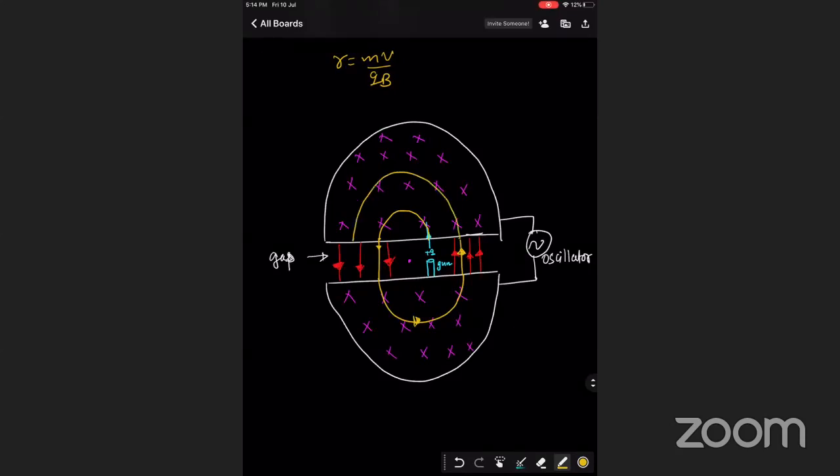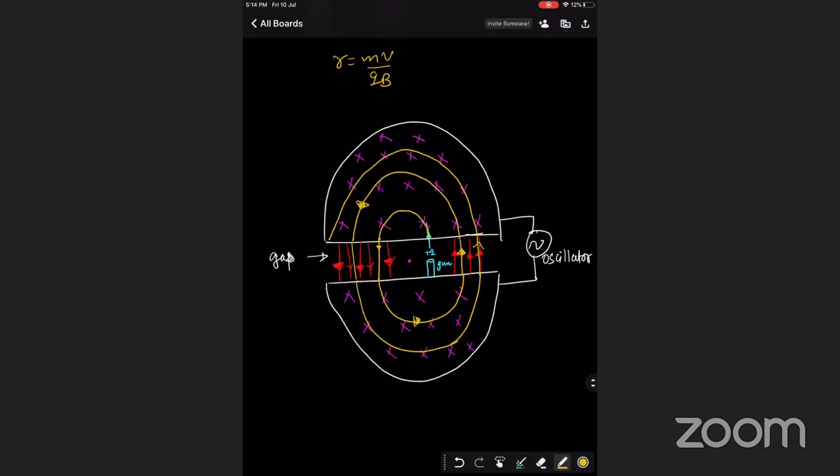Again its speed will increase, right? Yes, sir. Why? Because I will have to increase density. Okay. Now again its radius will increase and velocity will also increase. In this gap, again its velocity will increase. Again radius will increase.